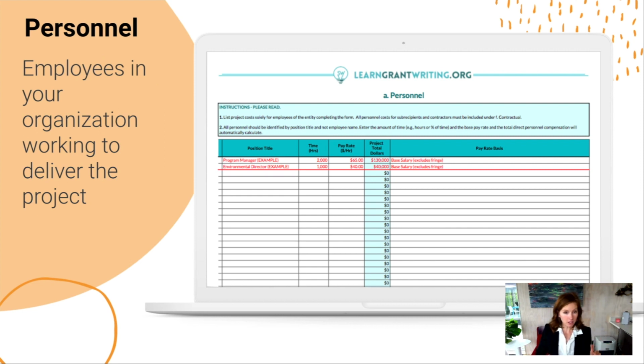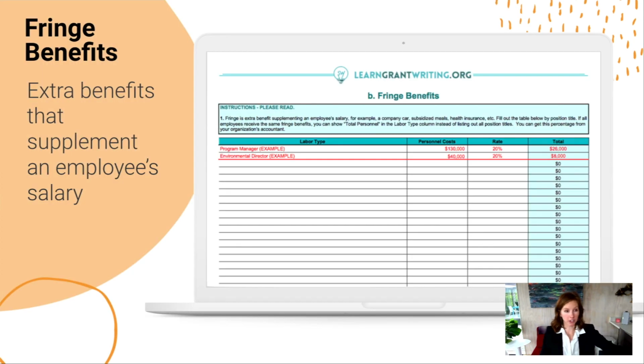So, a little background. Personnel, so these are employees within your organization that are working to deliver the project. These are not contractors, people that are working on the project that aren't employed by your nonprofit, your startup.